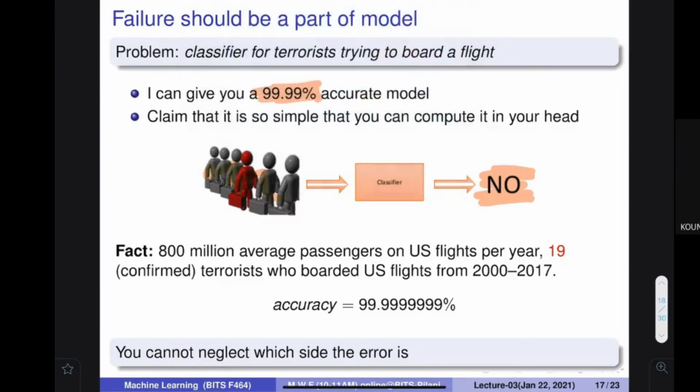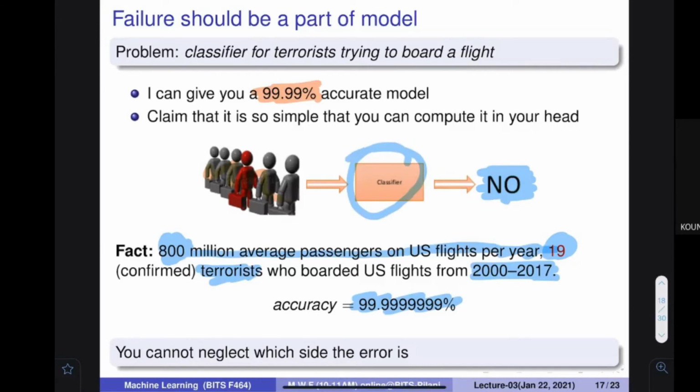What is the accuracy of this particular system? You should know the fact that 80 million average passengers enter US flights per year. Okay, and only 19 were confirmed terrorists who boarded US flights from 2000 to 2017. So if you every time say no, then what is your accuracy? 99.999999%. You are very good. So is your system good?